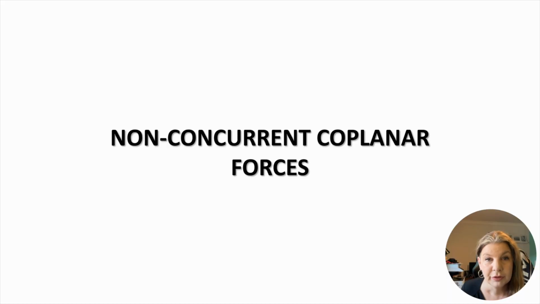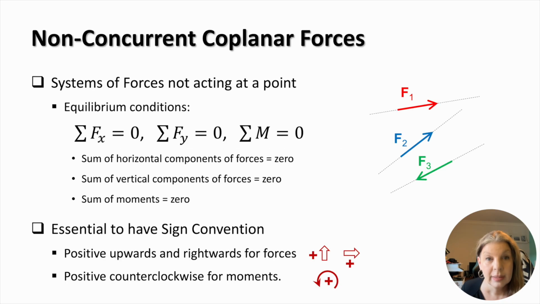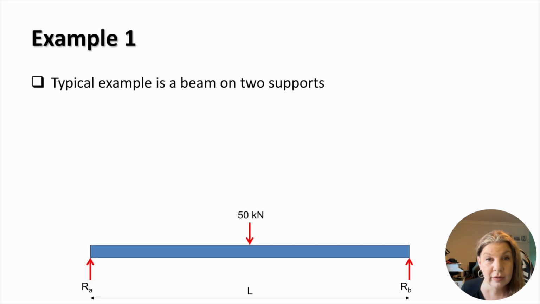The other type of force system is non-concurrent. The equilibrium of a non-concurrent system of forces requires satisfying three conditions. The sum of forces in the horizontal direction should equal 0, the sum of forces in the vertical direction should equal 0, and the sum of moments should equal 0. The sign convention will stay the same, namely upwards and rightwards are positive for forces and counterclockwise is positive for moments. A typical example of a non-concurrent system of forces is a simply supported beam.